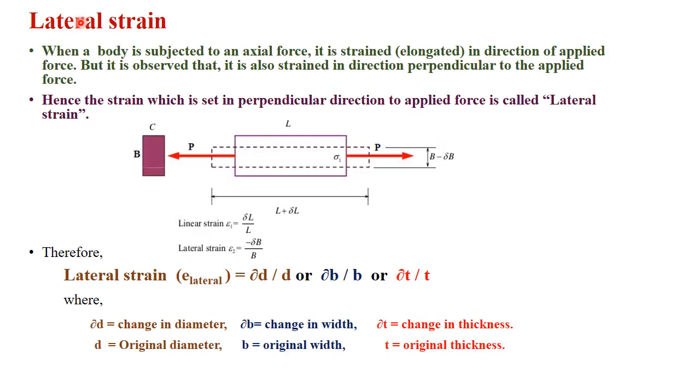Next, lateral strain. When a body is subjected to an axial force, it is strained or elongated in the direction of the applied force, but it is observed that it is also strained in the direction perpendicular to the applied force. Hence the strain which is set in the perpendicular direction to the applied force is called lateral strain.